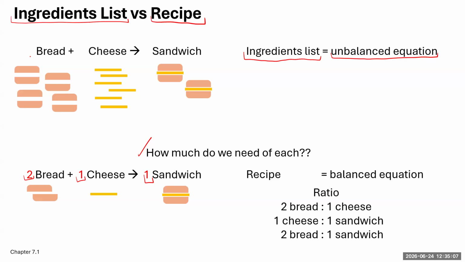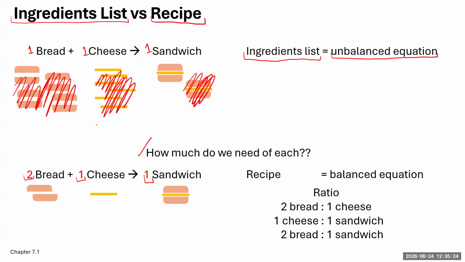So let's take a look here. Without a number in front, these are going to be one cheese, one bread, one sandwich. Let's check that out. One bread, one cheese, one sandwich. Well, that's not correct, because we only have one piece of bread here, and here we have two pieces of bread. So we cannot create bread from nothing. So this is specifically just an ingredients list, because it's unbalanced.